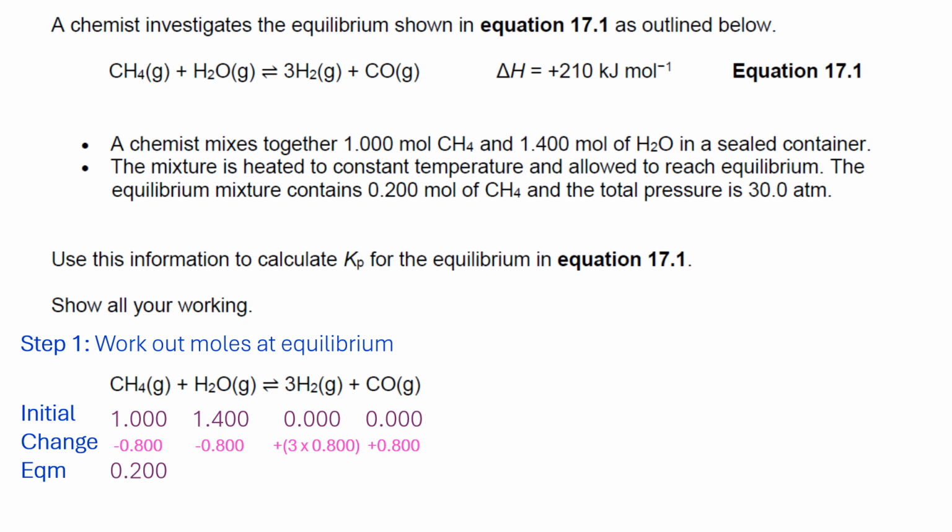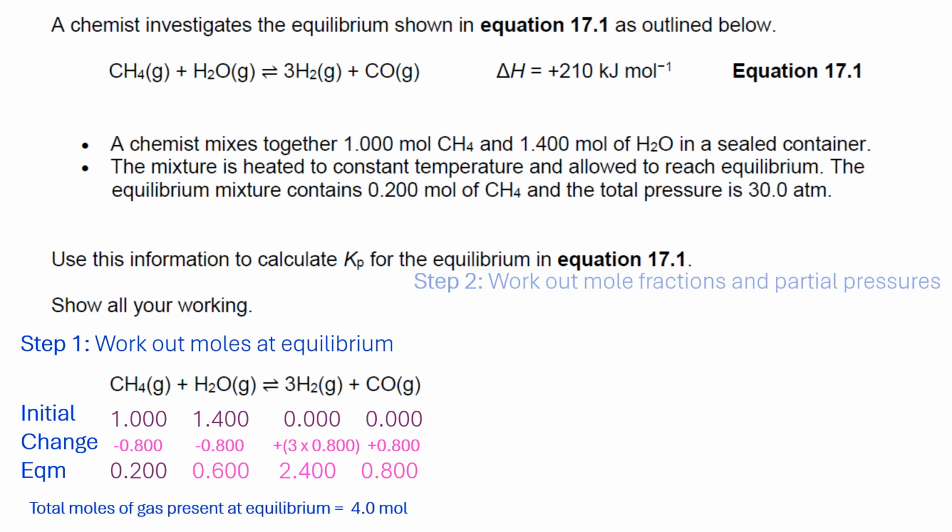Because CH4 and H2O are equimolar, it's also minus 0.8 from 1.4. On the right hand side, because you have 3 moles of hydrogen, you make 3 times 0.8 moles. And you have 1 mole of carbon monoxide, so you make 0.8 moles. So applying that across, you now get those equilibrium mole values. Adding them all up gives you 4.0 moles. Next thing to do is to work out the mole fractions and the partial pressures.